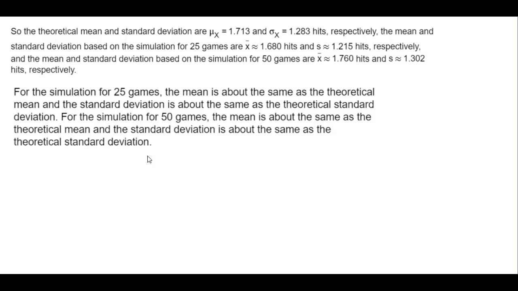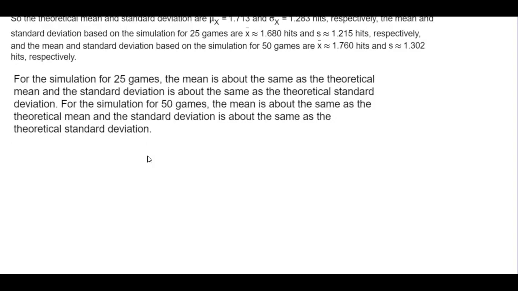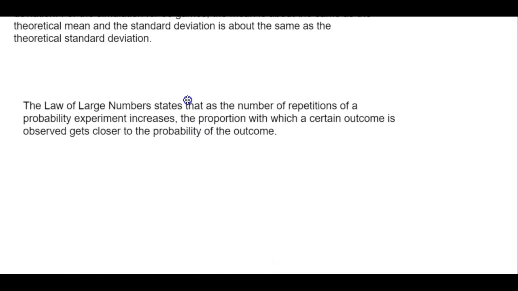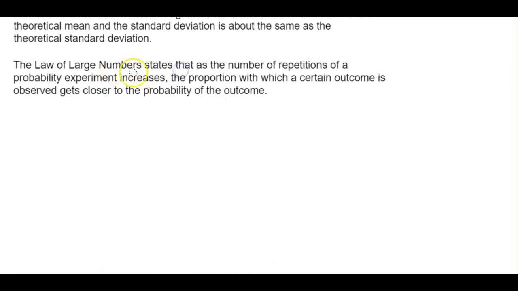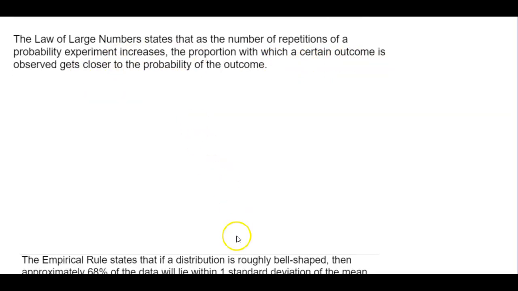Now, going back to that last question, what property? Well, first and foremost, the law of large numbers states that as the number of repetitions of a probability experiment increases, the proportion with which a certain outcome is observed gets closer to the probability of the outcome.